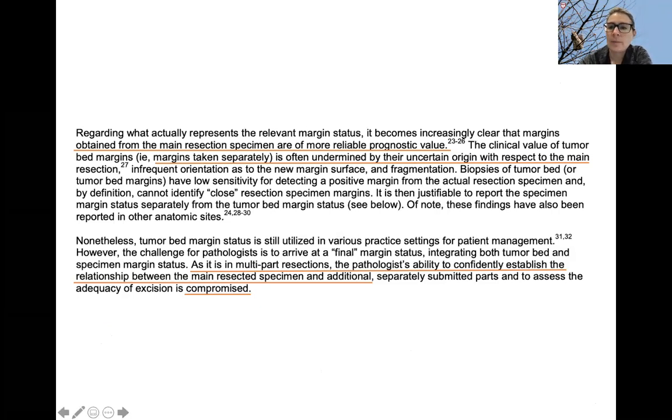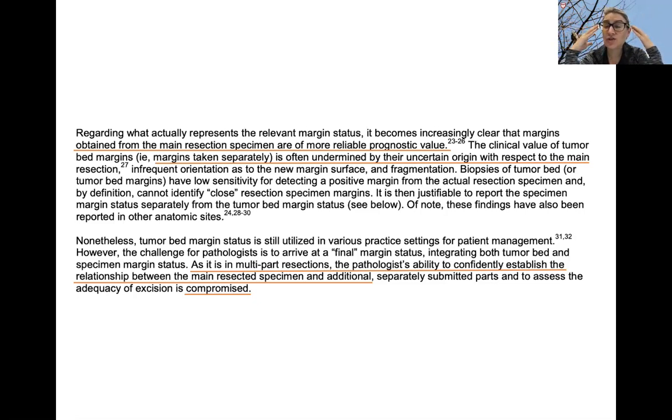Okay. It is generally thought that the margins obtained from the main specimen are of better value because we know exactly how they relate to everything. The tumor bed margins, you know, whether they come from here or here or here, can sometimes not be known between us and between the surgeon. Only the surgeon really knows where he took that little strip from.